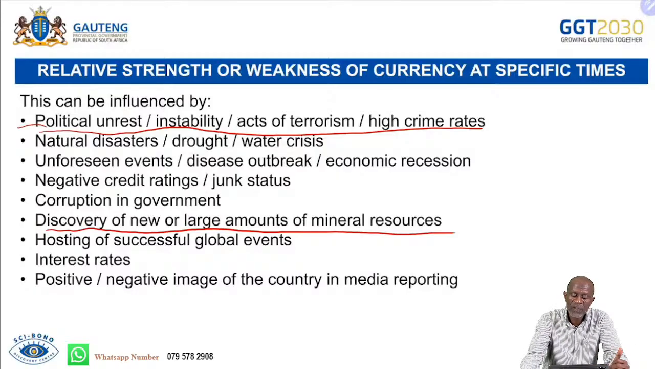Hosting of successful global events also leads to positive word of mouth and has the benefit of attracting more visitors into the country. High interest rates will also scare tourists away because things will be expensive and it is not good for the economy.